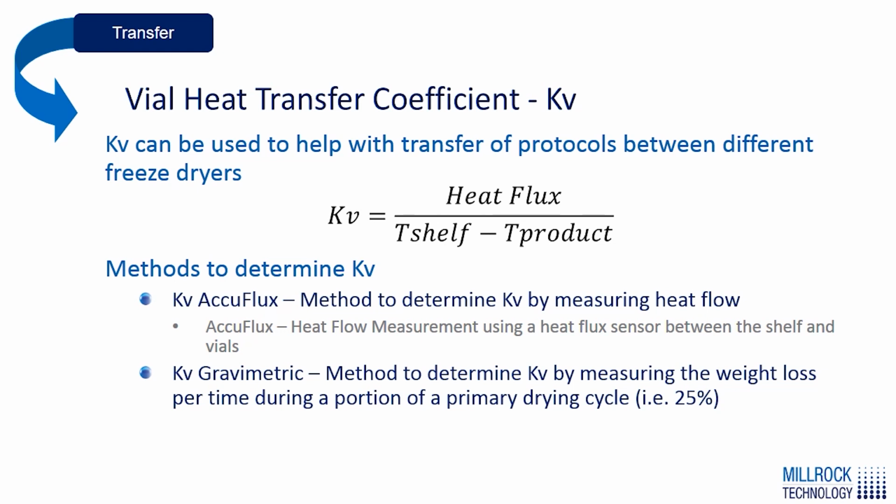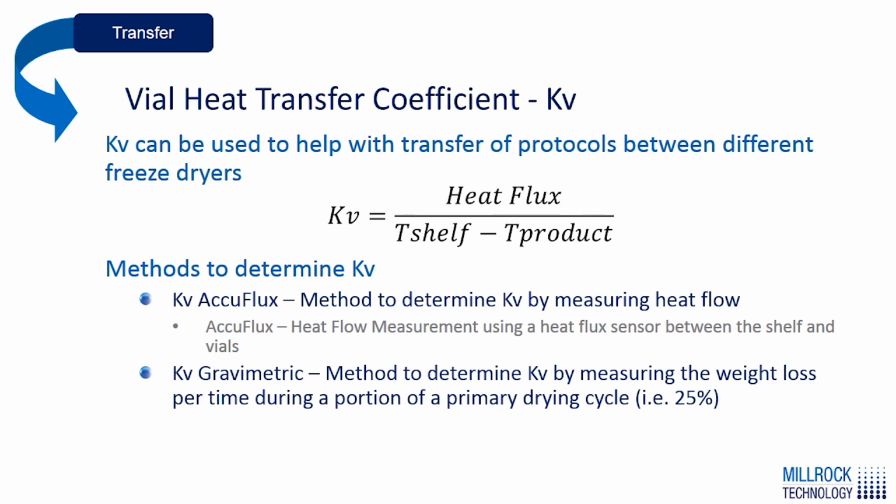Another way to transfer a cycle is to take a closer look at the KVs that the vials are running at in each system. So here we take our formula for KV, and this can be determined through AccuFlux, where we use the heat flux sensor to directly measure the KV, or gravimetrically by weighing the vials before and after primary drying during a portion of the primary drying cycle.